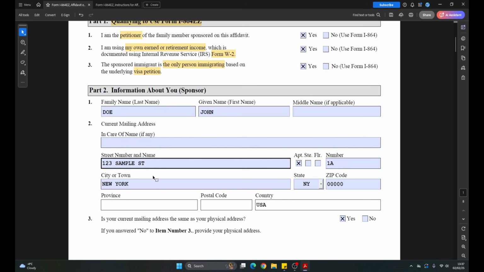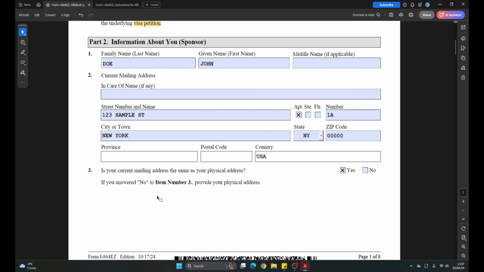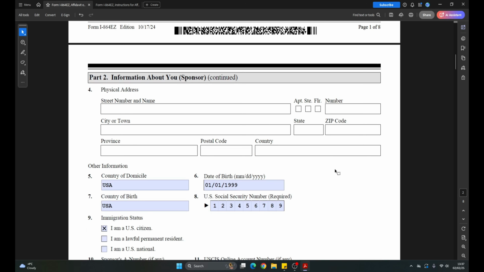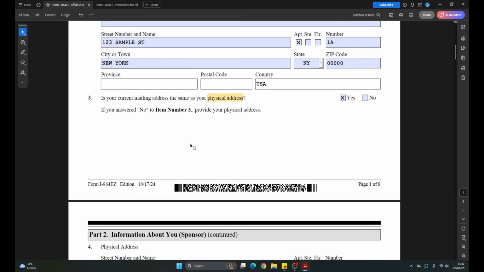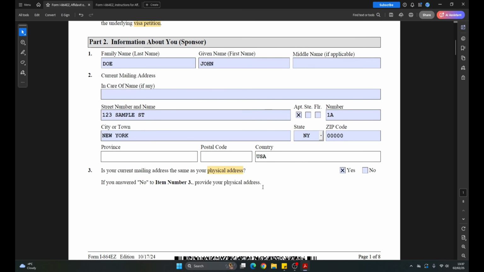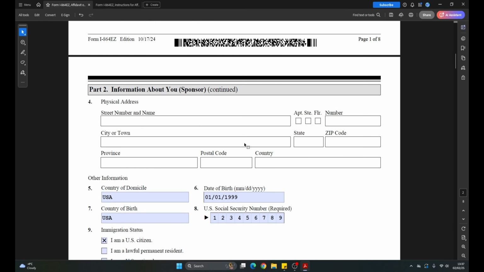In part 2, provide your information, the petitioner, so your name, mailing address, and answer if your mailing address is the same as your physical address, which means the address where you reside. If your physical address where you actually live and receive mail are the same, you then do not have to provide anything in part 4. But if you get mail at a different address where you live, then provide the address where you actually live.